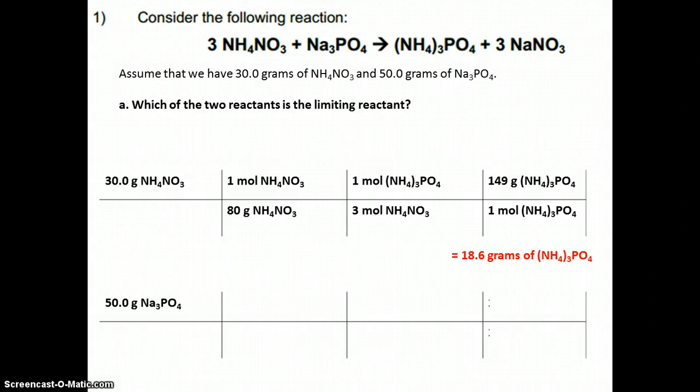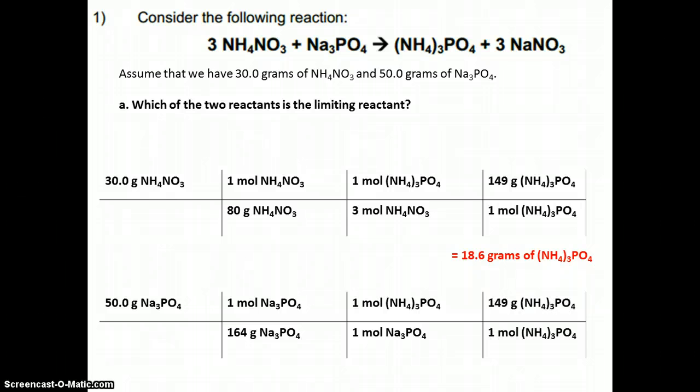Let's find out how much product I would get from 50 grams of sodium phosphate. Again, grams of sodium phosphate, going to change it to moles of sodium phosphate using the molar mass. Then I'm going to change it from sodium phosphate to ammonium phosphate, from reactant to product, using the mole to mole ratio. Then, with the moles of the product, I'm going to convert to grams of the product using the molar mass of the product. And when you plug that into your calculator, you get 54.4 grams of this product.